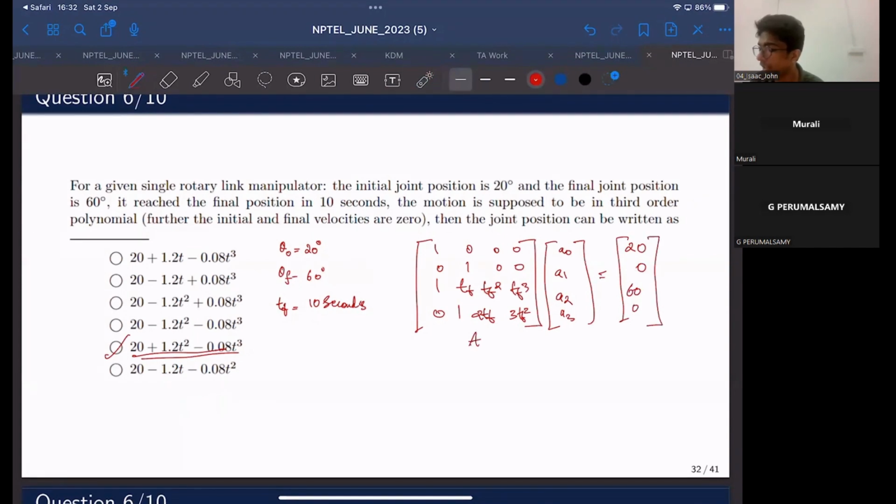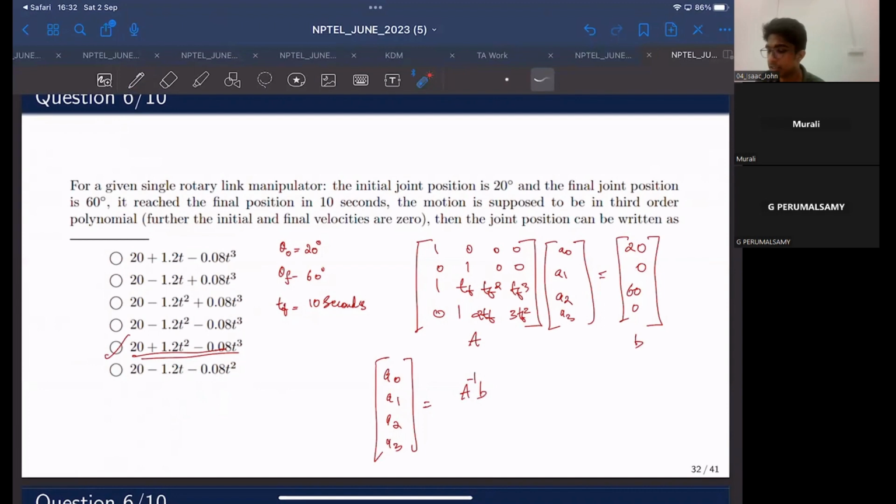This is your A matrix, and this is the B matrix. And if you want to find out the coefficients A0, A1, A2, and A3, you only need to take the inverse, A inverse times B. If you evaluate this matrix manipulation, you will end up with a vector that corresponds to A0, A1, A2, and A3.